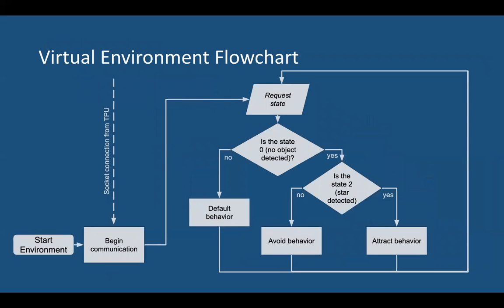The virtual environment requests state data from the TPU every frame. If the state is 0, the fish will exhibit default behavior where they drift randomly. If the state is 1, it found a triangle, and the fish will move out of the scene quickly. If the state is 2, then there's a star, and the fish will move into the scene quickly.